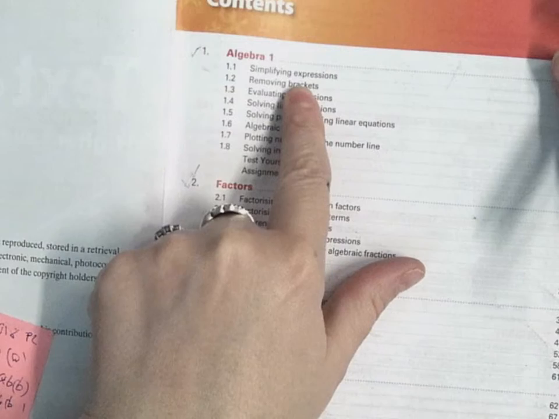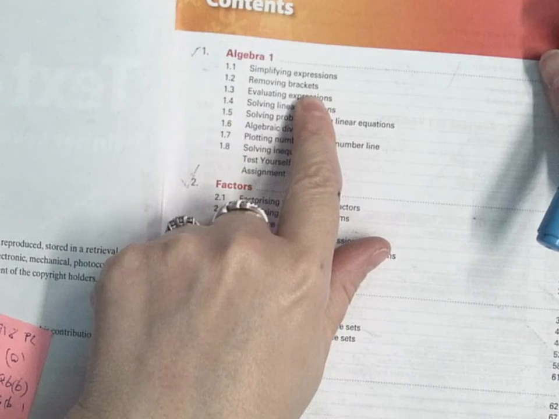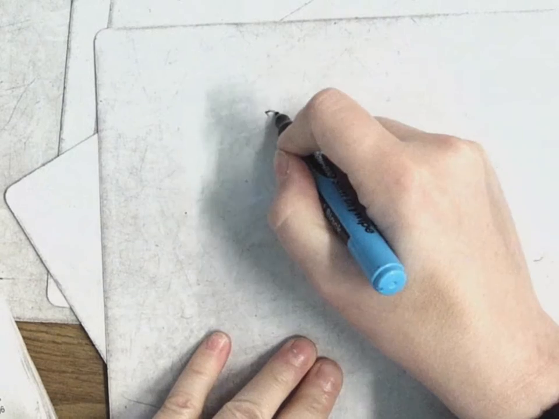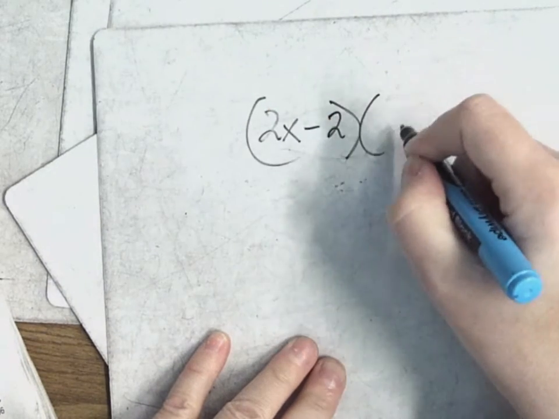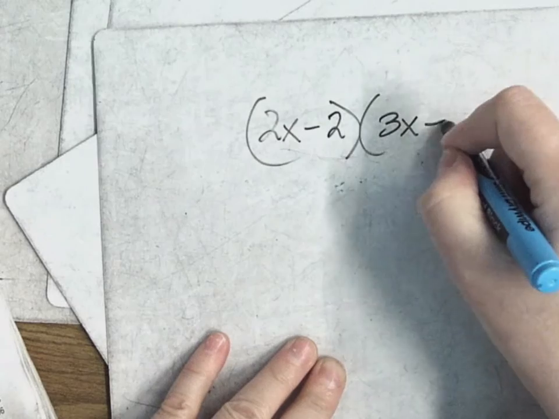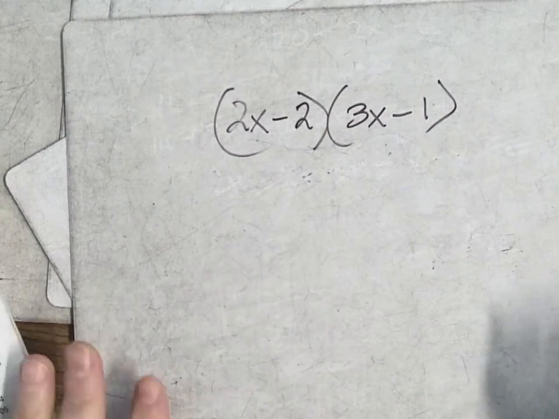Simplifying expressions, I presume, is all right. Adding like terms, etc. Removing brackets, multiplying out two sets of brackets. Are you okay with that? Will I do a quick one just to make sure? Right, if you have 2x minus 2 multiplied by 3x minus 1. Okay? Multiply out the brackets. Does anyone remember what you do?